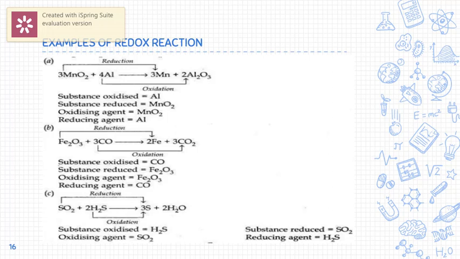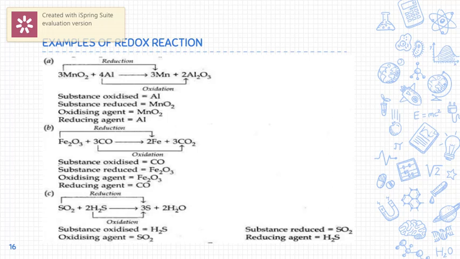Okay, now we'll go to the second reaction between iron oxide and carbon monoxide to give iron and carbon dioxide. Iron oxide to iron is a reduction, whereas carbon monoxide to carbon dioxide is an oxidation. Iron oxide is undergoing reduction by giving its oxygen. Therefore, it is called an oxidizing agent because it is helping the oxidation reaction. In the same way, carbon monoxide is accepting oxygen from iron oxide, undergoing oxidation. Therefore, it is called a reducing agent.